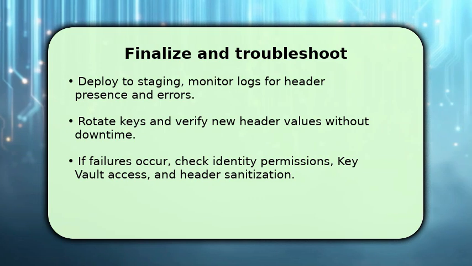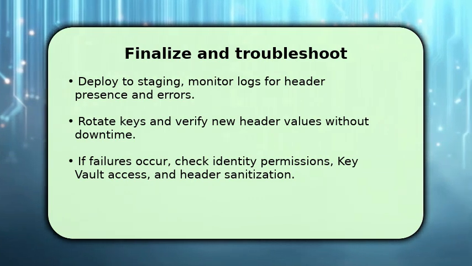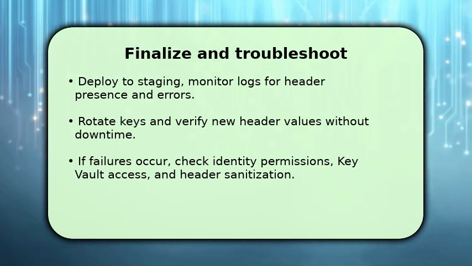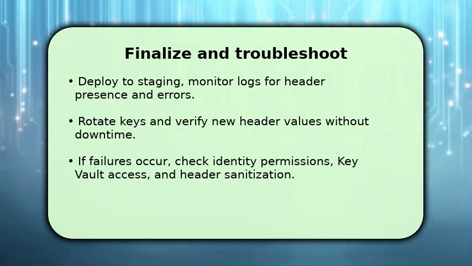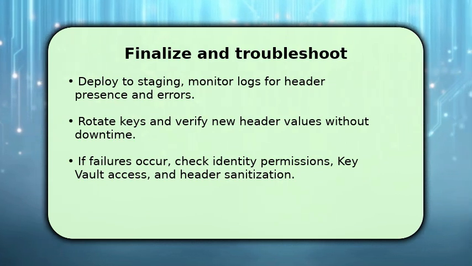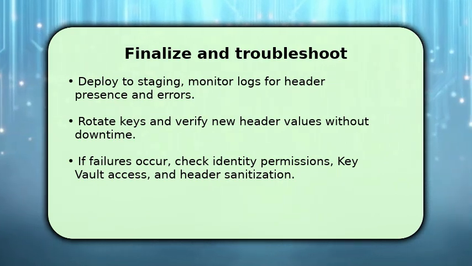If something goes wrong, first verify the latch identity has Key Vault and resource permissions. Next, check that the header is not being stripped or sanitized by proxies. Finally, validate encoding and length constraints. Make fixes, then promote to production once green.